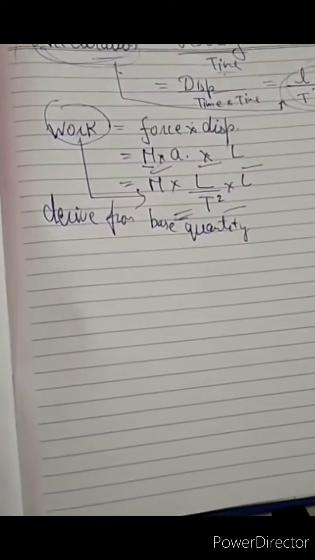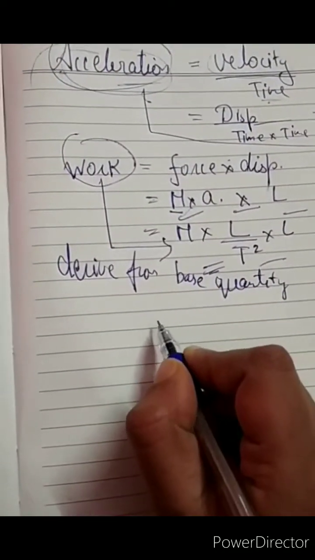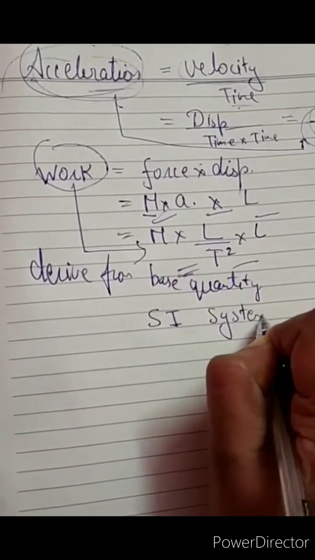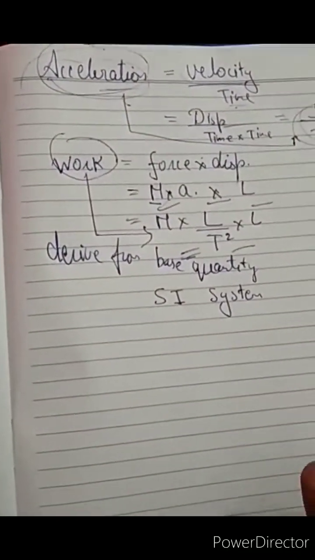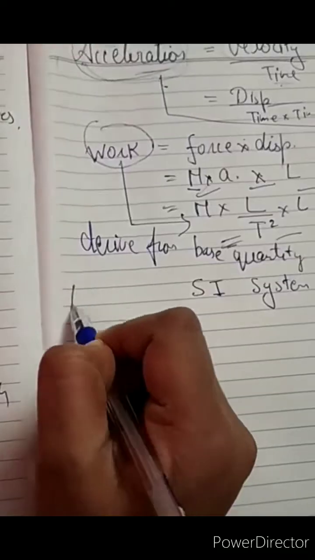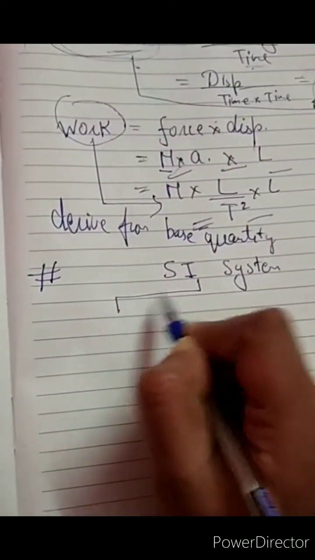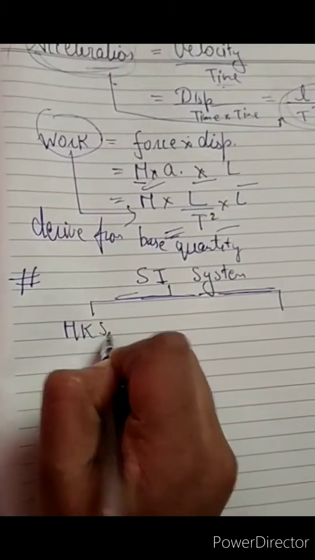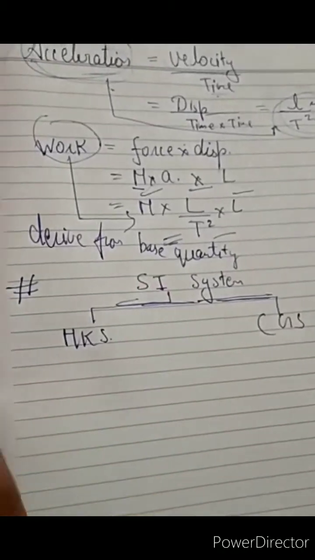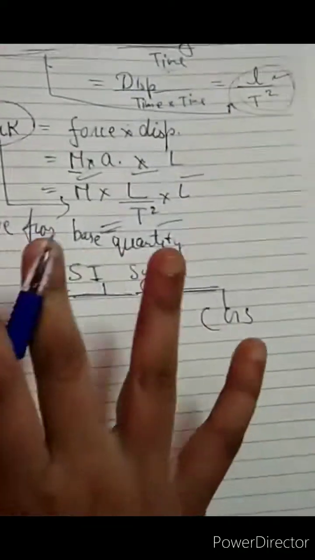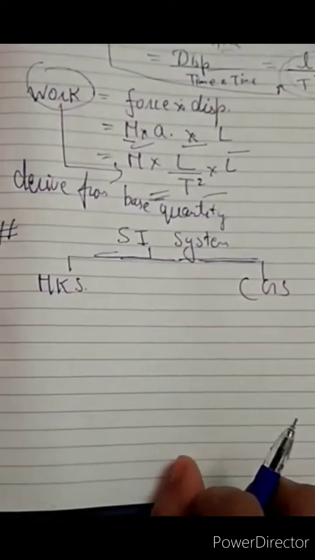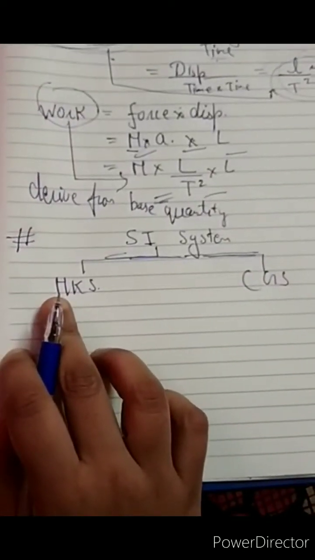Now, our SI system. Let's talk about one more thing, and then I will combine the whole thing in a single table. SI system, this is my second topic. Our SI system is divided into two basic things: we follow MKS or we follow CGS. Don't think it's a new term for you. Just have patience. At the end of the video, you will get all the terms very clearly. Just be with me, okay? Don't worry.